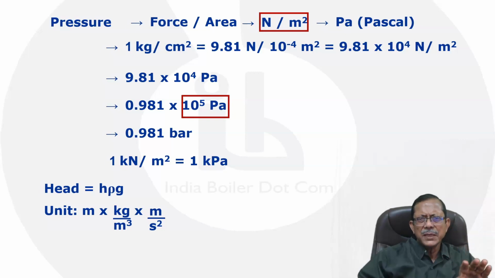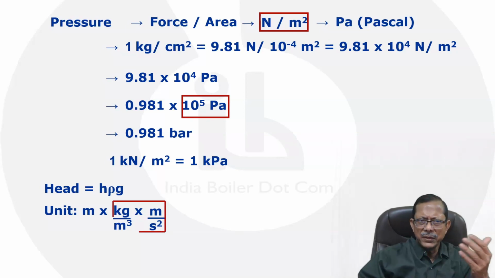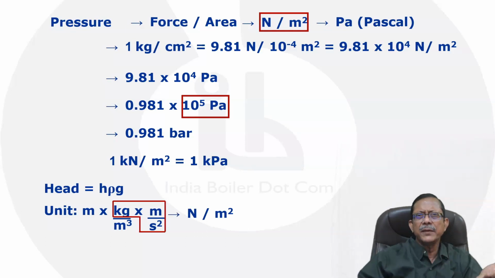Now if I look at this unit, I do not make out anything. But when I just isolate this kg meter per second square, and as I have already told you that kg meter per second square is the SI unit of force, which is expressed as Newton, then this becomes Newton meter per meter cube. So meter cube gets cancelled, it gets Newton per meter square, right? So that is how the head unit can be converted into SI unit, right?